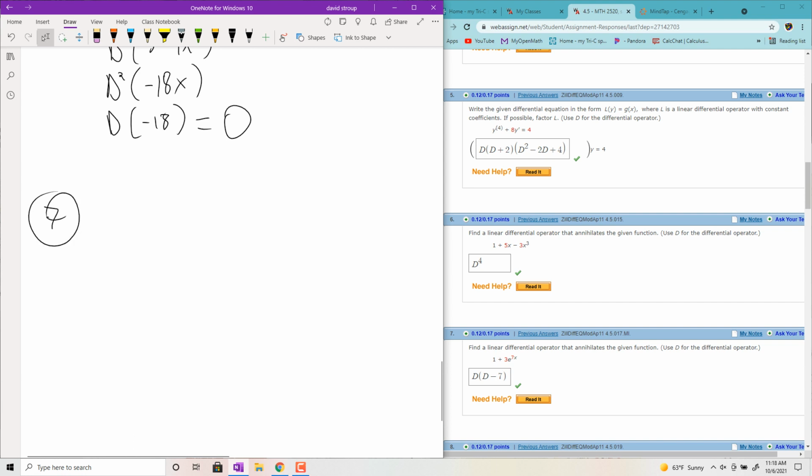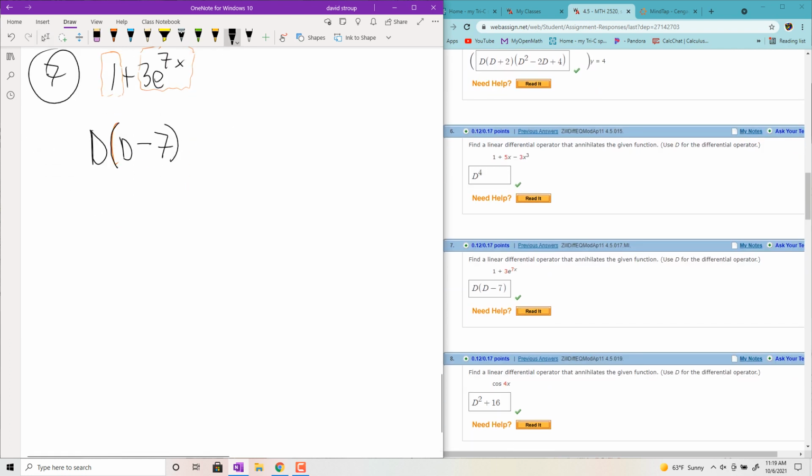Number 7, we have 1 plus 3e to the 7x. So you have to work with the components, the terms of this expression. I'm going to need an annihilator for the 1, which is basically just D. And then I need an annihilator for the 3e to the 7x, and that is just going to be D minus 7. For exponentials, you don't have to worry about the constant in front. It's solely dependent on the exponent. So it'll be D minus 7.